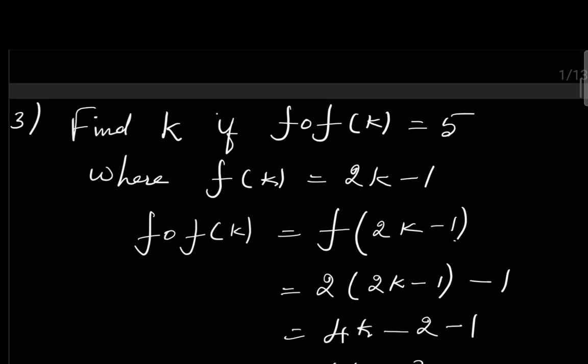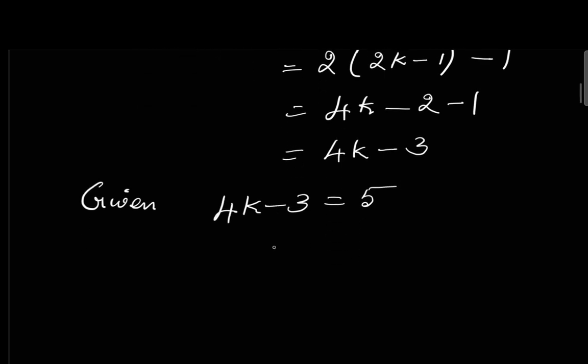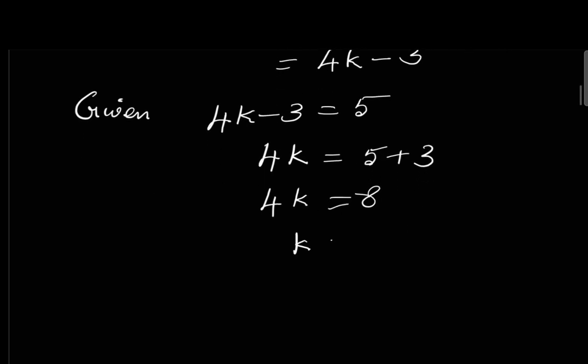So what is given? Given f of f of k is 5. So 4k minus 3 is equal to 5. So 4k is equal to 5 plus 3. So 4k is equal to 8. So k is 8 by 4. So k is equal to 2. This is the answer.